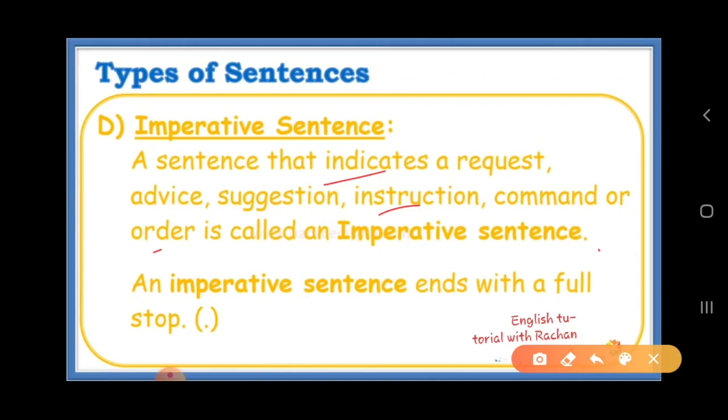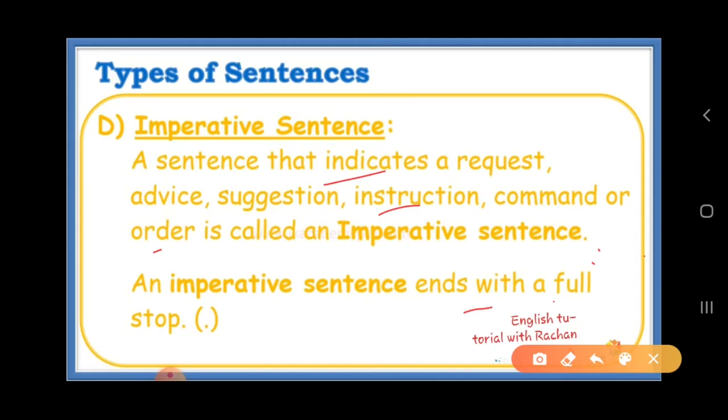To give advice, we can say, exercise regularly. And for a suggestion also, you can say, take the medicine regularly. As an instruction, you get: go to the counter and collect your receipt. So all these are kinds of imperative sentences. And an imperative sentence ends with a full stop.